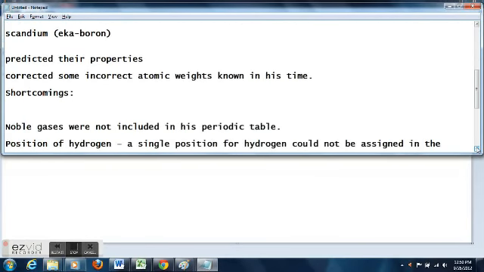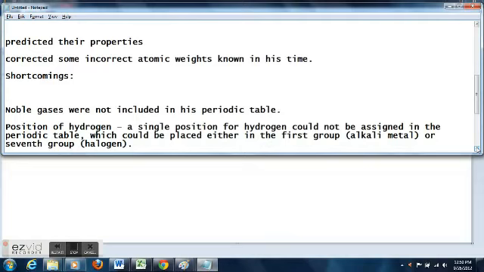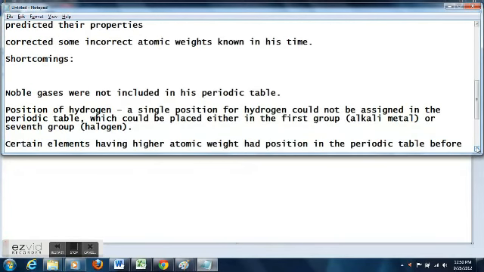So some of the shortcomings are noble gases, then position of hydrogen. A single position of hydrogen could not be assigned, whether it should be with the group of alkali metals or it should be with the halogens. It was not decided.